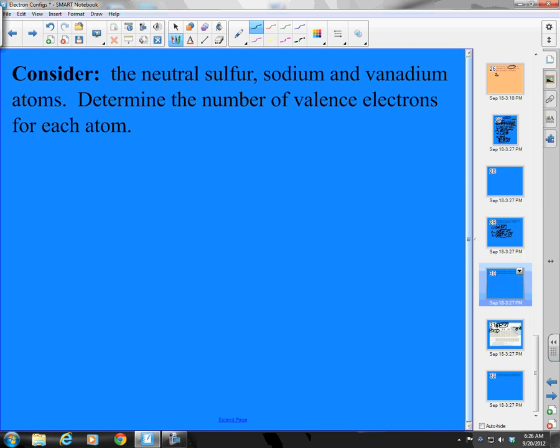Consider the neutral sulfur, sodium, and vanadium atoms. I think I recognize those. Determine the number of valence electrons. Okay, so we want to have some notes here on valence electrons.